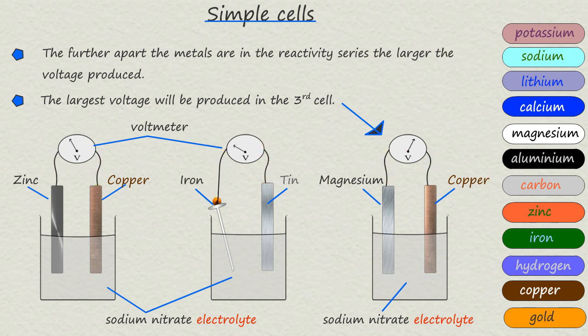Another factor which can affect the cell voltage is changing the electrolyte or the concentration of the electrolyte. Although great care is needed in the choice of the electrolyte solution, as we have said, and you must ensure that the electrolyte will not undergo a reaction with any metal strip, that is the electrode, which is dipped into it.